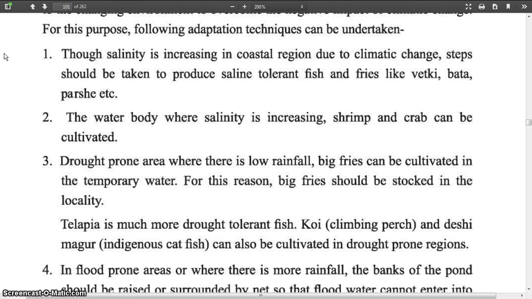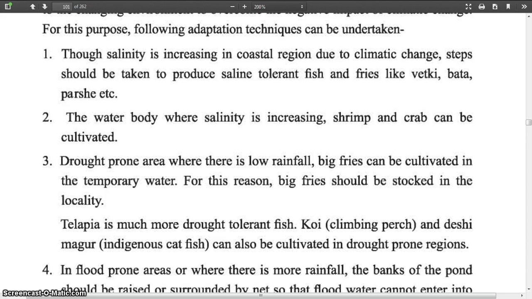Number two technique. Second technique is, in the water body where salinity is increasing, shrimp and crab can be cultivated. You know that shrimp and crab are also tolerant to salinity, and they are the main fish in the coastal region. So we can culture fish and crab in saline water.